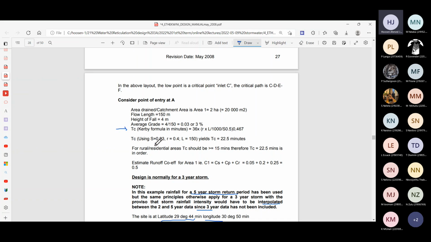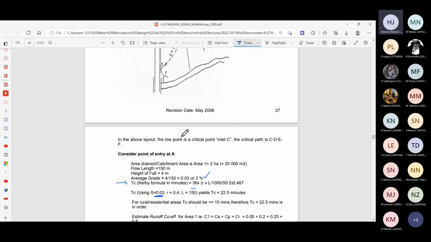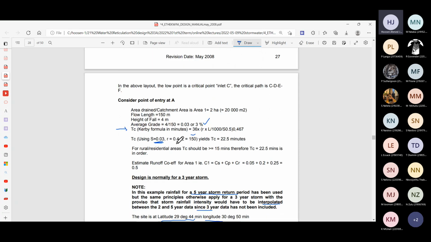Looking at this, the slope was 3%. We determined that 3% from that point over there. The length is 150. That's given to you in this particular drawing, so you would have scaled it off or measured it with your ruler and determined the 150 there. And then the last value is that R value, the runoff coefficient. That has come from a table where you have that Kirby formula. When you substitute into that formula, you get a concentration time of 22.5 minutes.